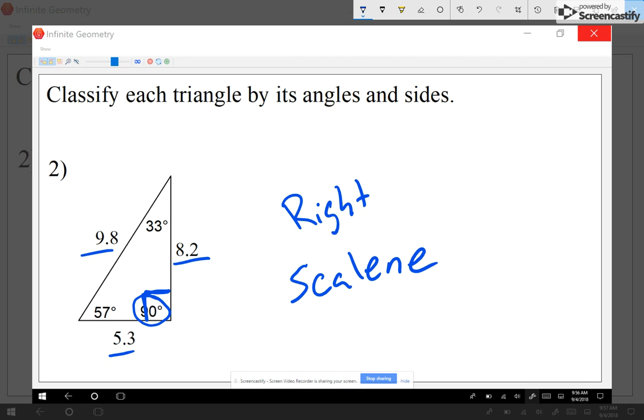So yeah, the name is the biggest angle. In this case, 90. So this is right, because the biggest angle is 90. The other two angles are smaller than 90. You give the name of the biggest angle of the three. All right. Any questions?